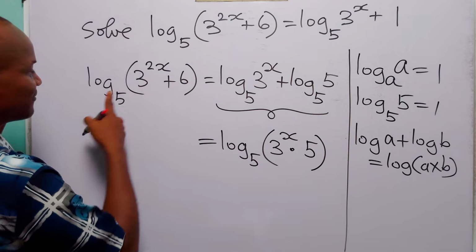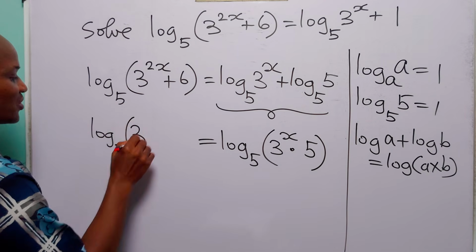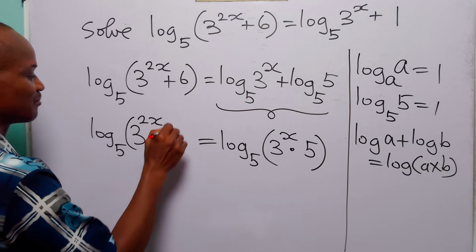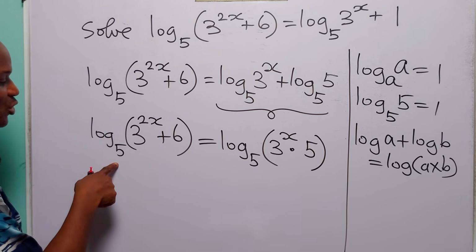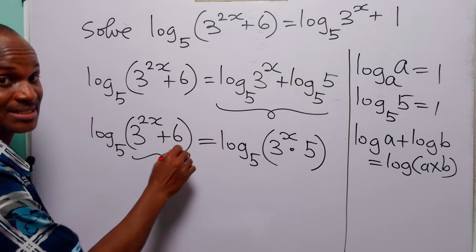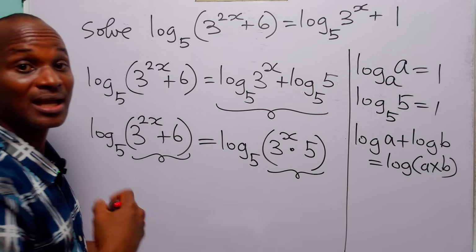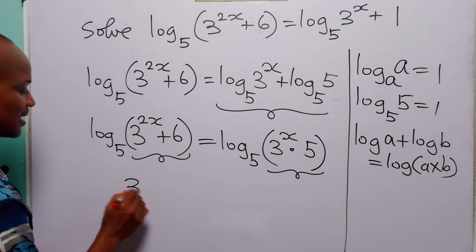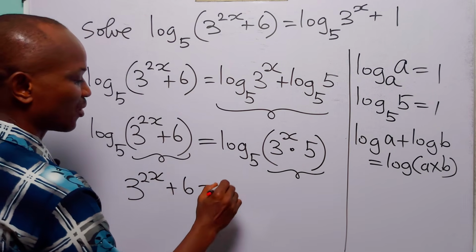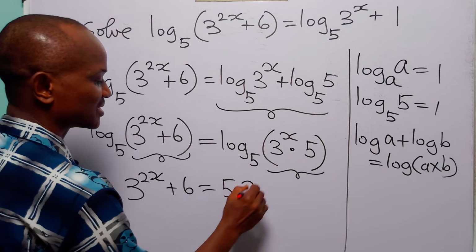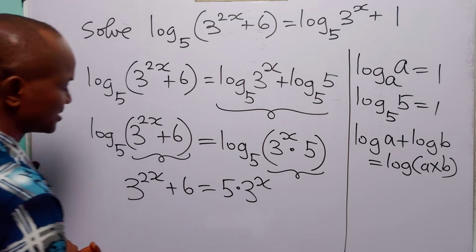And of course, on the left hand side, we still have log to base 5 of 3 to the power 2x plus 6. Now look at this. Here we have log to base 5 of this, and on the right hand side, you have log to base 5 of that. This simply means that 3 to the power 2x plus 6 is equal to 5 times 3 to the power x.